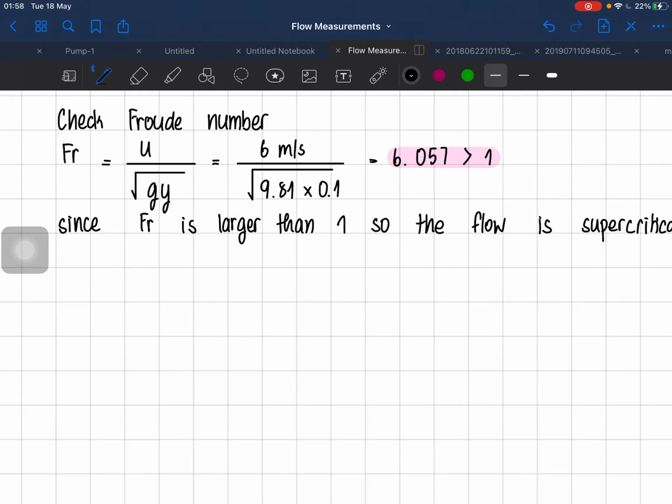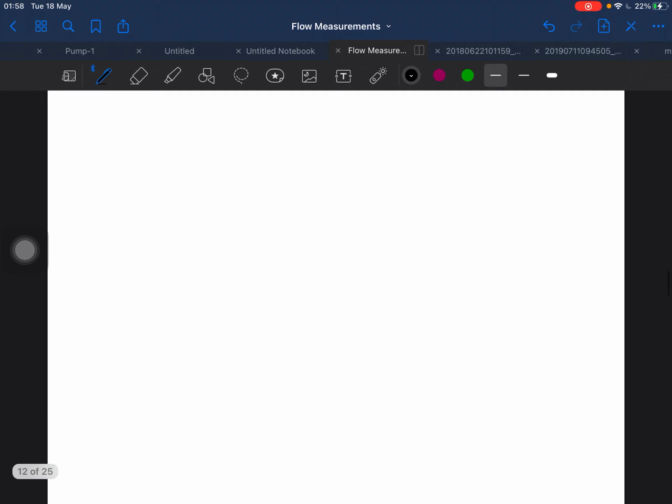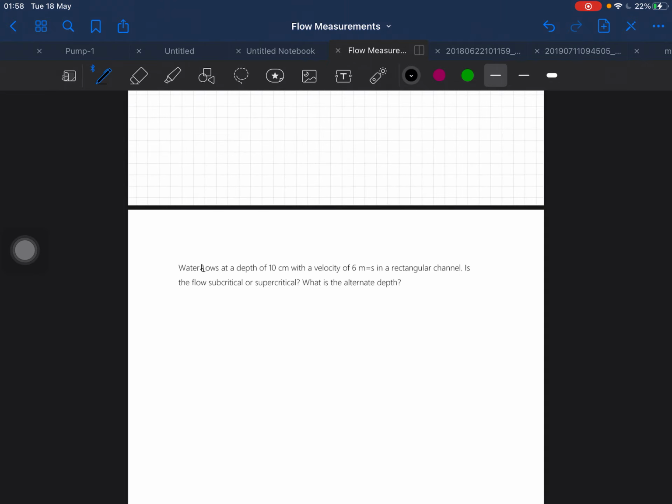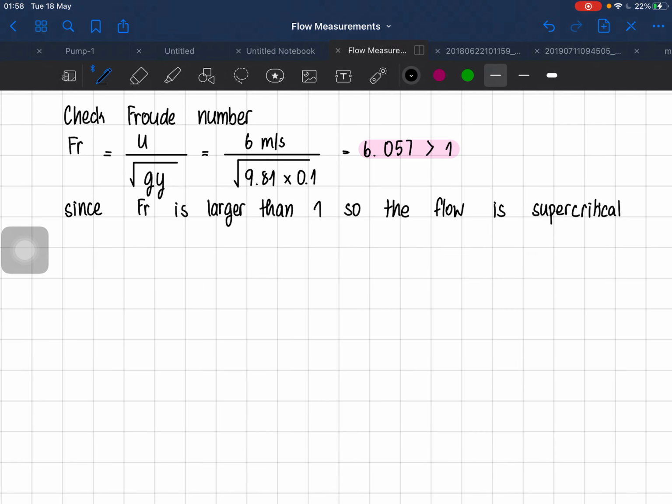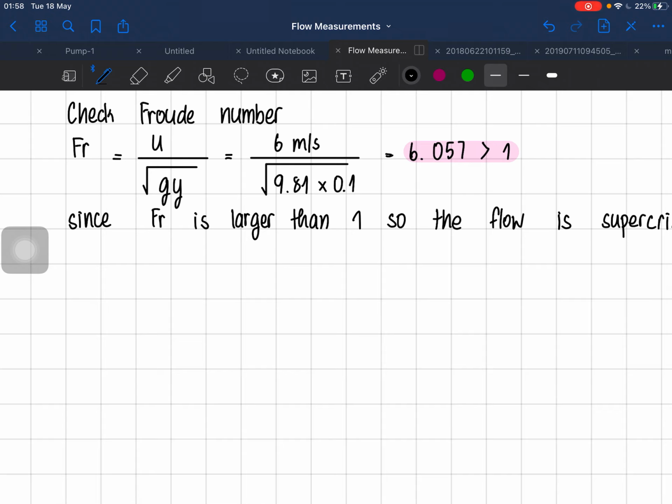All we need to do next is find what they ask for: the alternate depth. For the alternate depth, we're going to use the equation E equals y plus u squared over 2g. So we're going to substitute all the numbers.